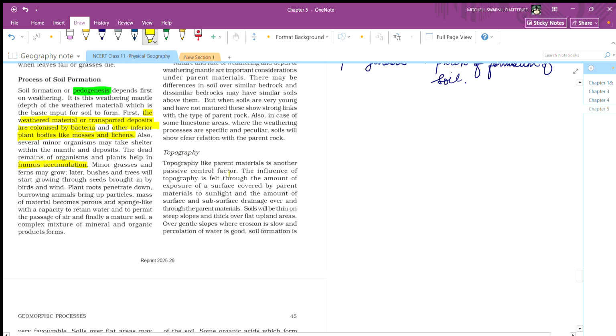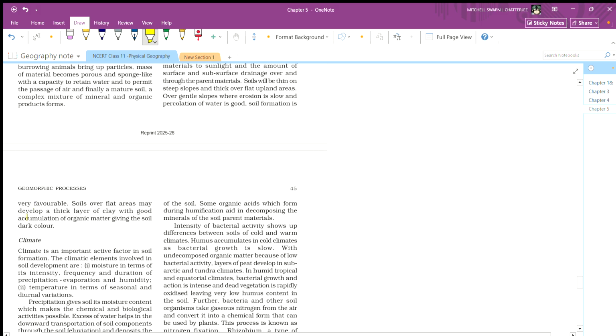Topography, like parent material, is another passive control factor. The influence of topography is felt through the amount of exposure of a surface covered by parent rock to sunlight, or the amount of surface and subsurface drainage over and through the parent materials. Soil will be thin on steep slopes and thick over flat upland areas. Over gentle slopes where erosion is slow and percolation of water is good, soil formation is favorable.